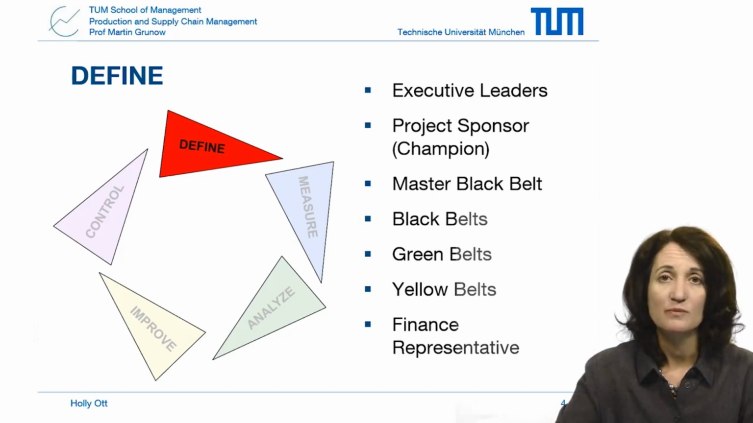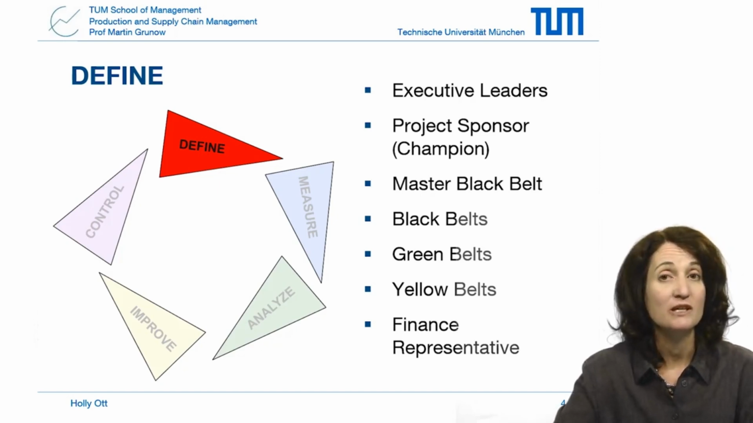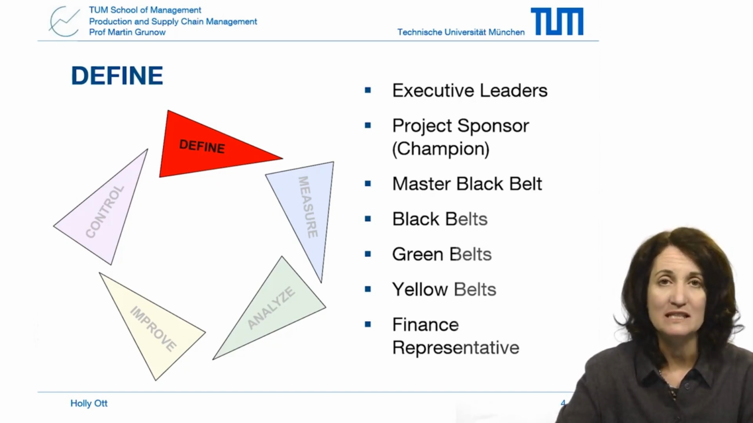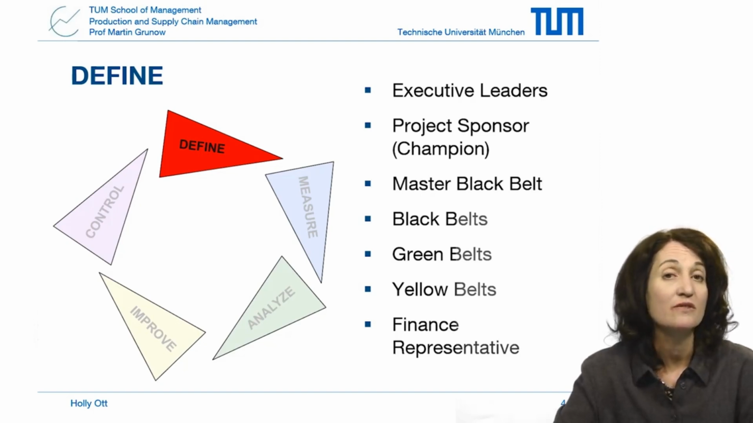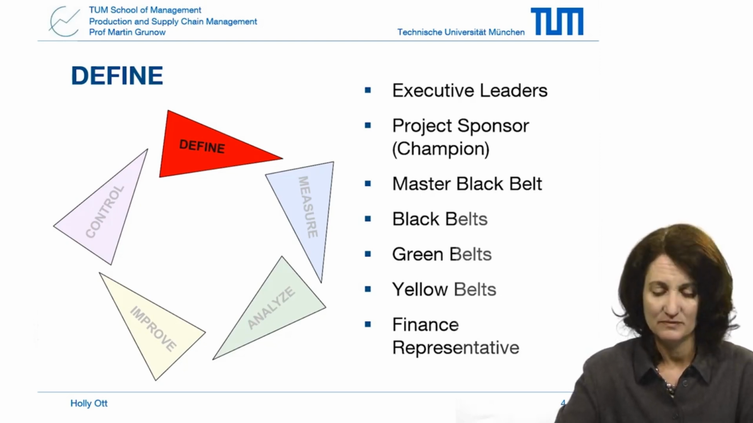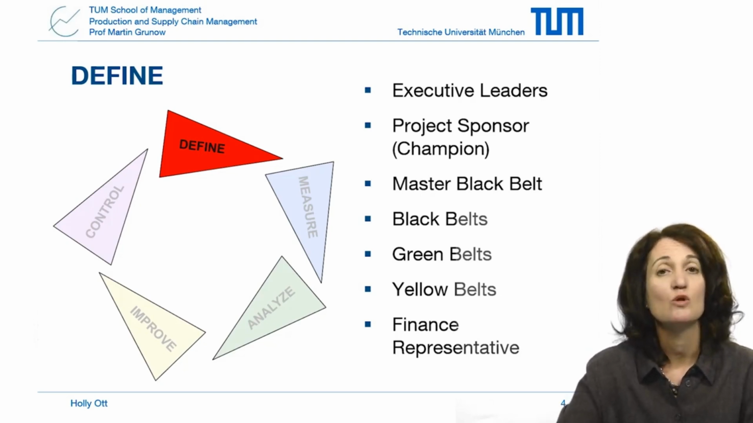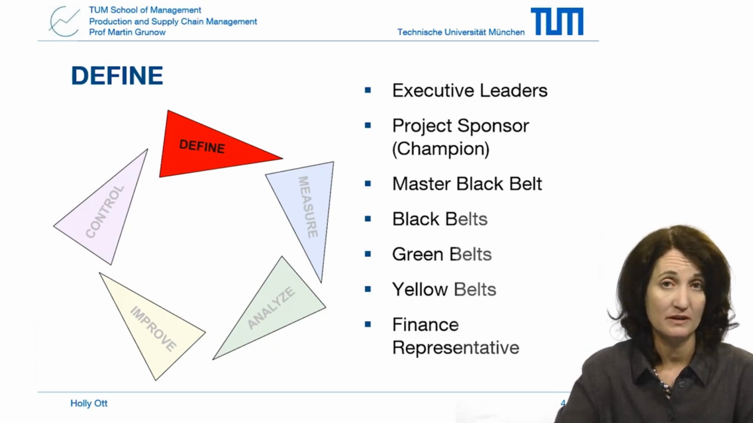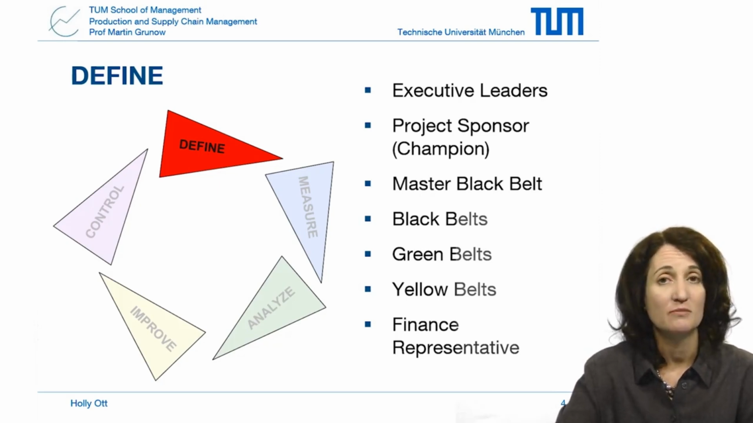Black belts are people that are experts on Six Sigma tools. They work full-time on Six Sigma projects. They train the green belts, lead teams, and provide assistance with Six Sigma tools, for example, the different improvement methods, diagnostic tools, and statistical methods. Green belts tend to work part-time on projects with the black belts, and they integrate the Six Sigma methodology in their daily work and lead smaller projects.